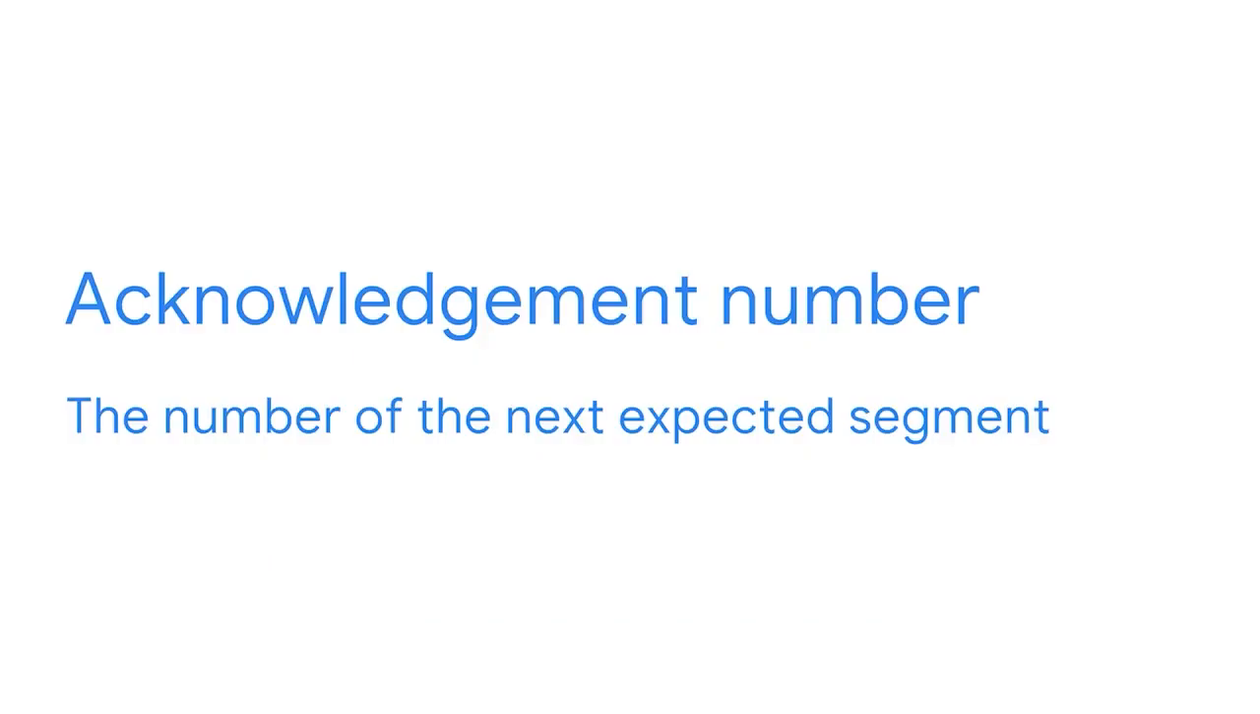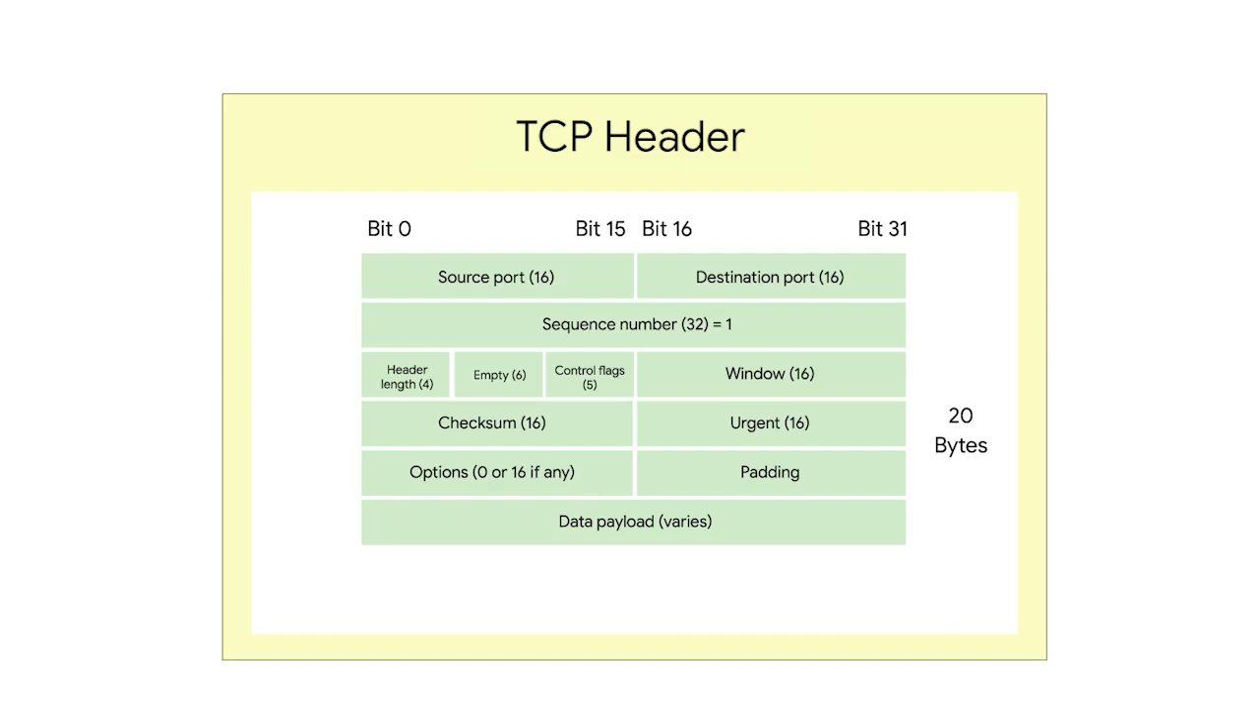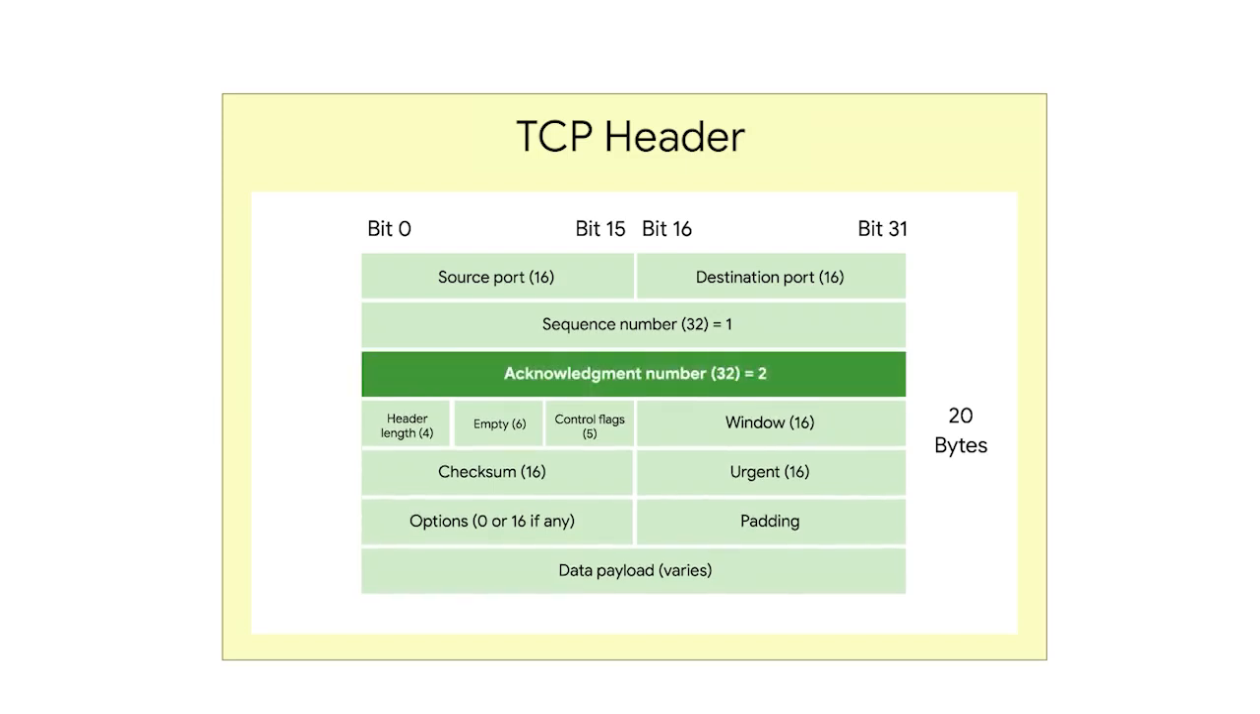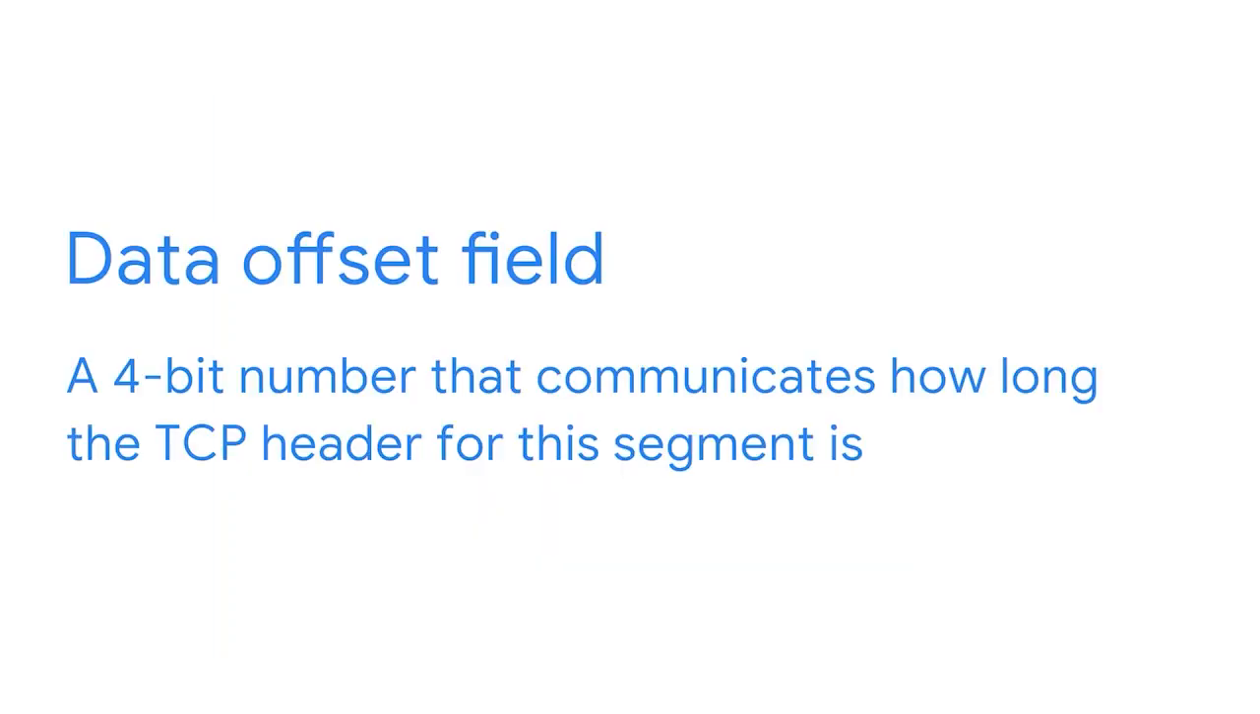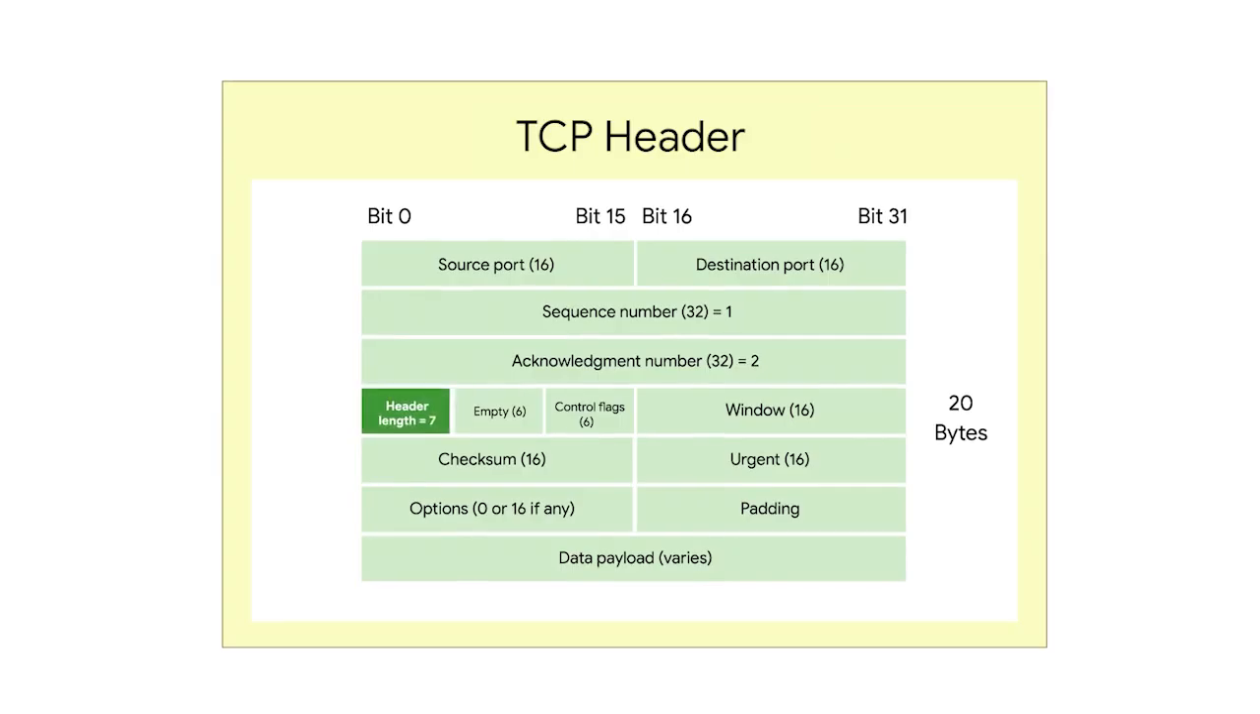The next field, the acknowledgement number, is a lot like the sequence number. The acknowledgement number is the number of the next expected segment. In very simple language, a sequence number of 1 and an acknowledgement number of 2 could be read as: this is segment 1, expect segment 2 next. The data offset field comes next. This field is a 4-bit number that communicates how long the TCP header for this segment is. This is so that the receiving network device understands where the actual data payload begins.